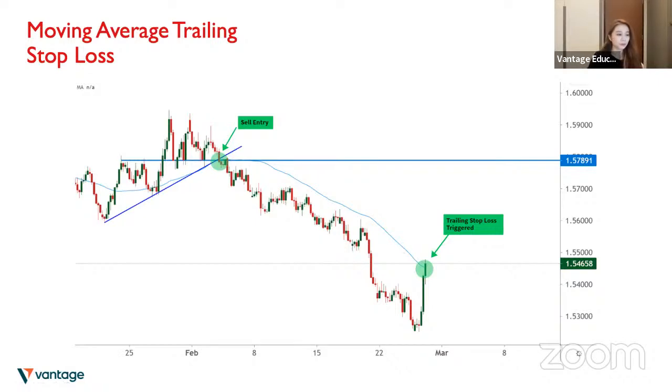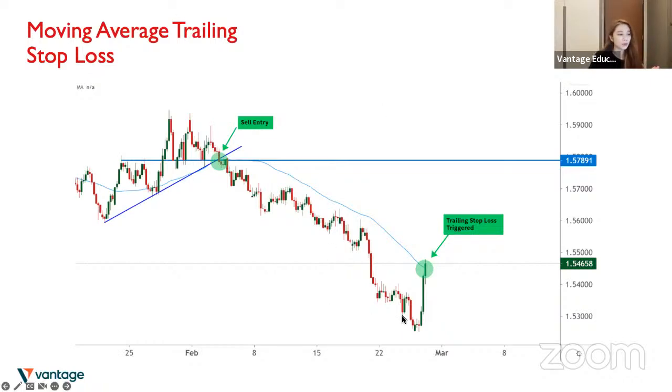However, if we are using the moving average as a stop loss, once price triggers the moving average line, or tries to surpass it, this will trigger the stop loss that you have indicated and therefore close off your trade. So this is something that you guys can consider, taking the moving average as a triggered stop loss.